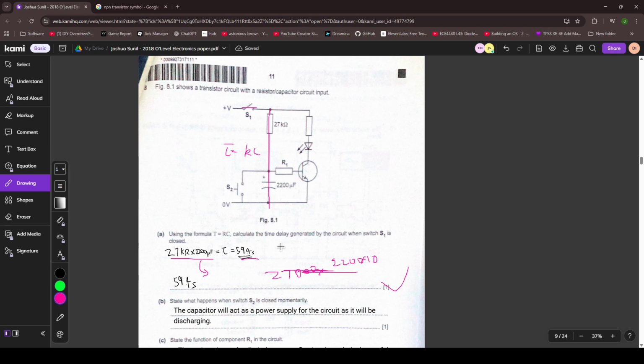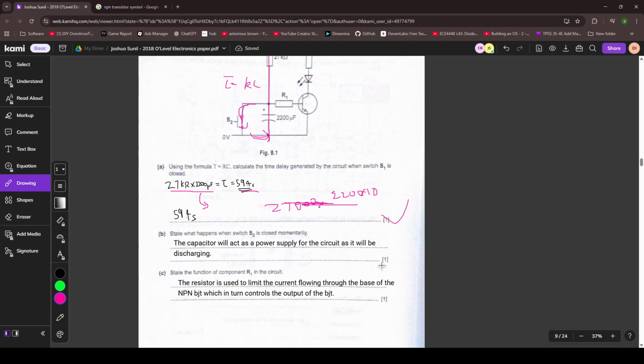Yep. Okay. State what happens when switch S2 is closed momentarily. The capacitor will act as a power supply for the circuit as well as it will be discharging. That's not true. In fact, the opposite happens. When you close this, the capacitor will start discharging, of course, but the current of the capacitor that is discharging is not going to go anywhere else, because every other path has a higher resistance than just discharging to itself. So this is not going to happen.